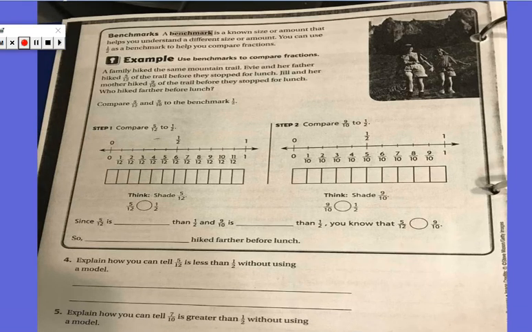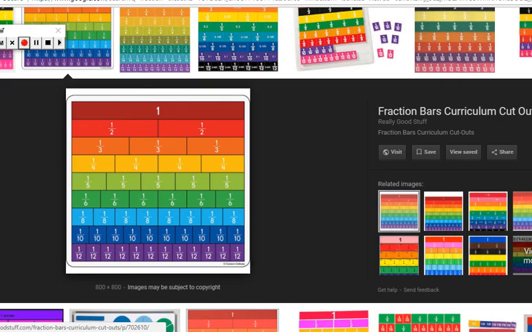Okay, so I'm going to shade in 5/12. So 1, 2, 3, 4, and 5. Okay, that's what 5/12 looks like. Then I'm going to come over here and I'm going to shade 9/10. But first I'm going to have you guys take a look at the fractions and see what that looks like.